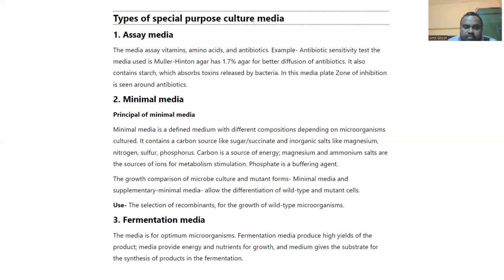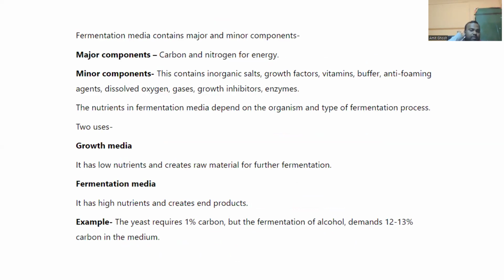So we have already learned assay media and minimal media. Now, what is fermentation media? This is also a special media used for a special purpose. The media is for optimum growth of microorganisms. Fermentation media produce a high yield of the product. The media provide energy and nutrients for growth, and the medium gives the substrate for synthesis of the product in these fermentations. Fermentation media contain major and minor components, like major elements and minor elements.